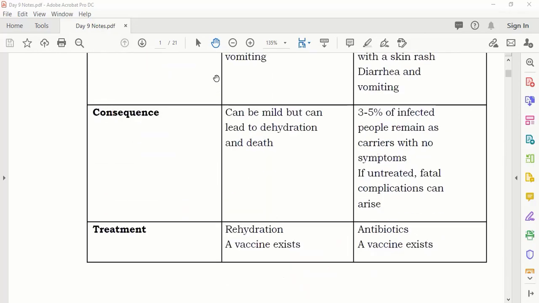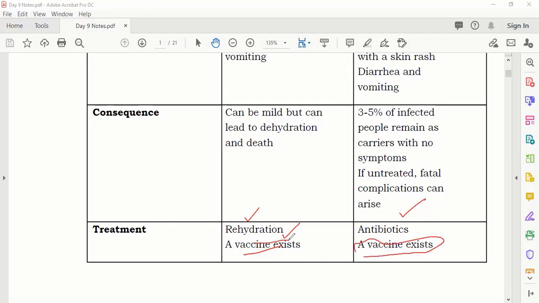After that, they're saying what kind of treatment can be used. Then you have rehydration. It means just give a lot of fluid to the person, so you can remove the deficiency of water, or you can give a lot of water. A vaccine is present, and medicine also. And for typhoid you have antibiotics also, and even vaccines exist.